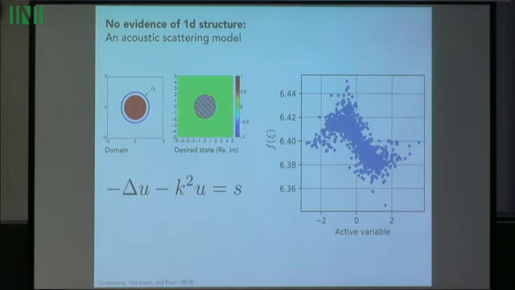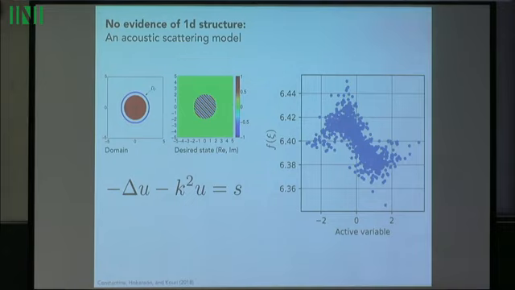This is work with Drew Kouri at Sandia with an acoustic scattering problem with Helmholtz. We're doing a 50-term KL expansion of the wave number. And again, as a function of one linear combination of the variables, the output of interest from the system was not nearly linear. So it's not in every model.